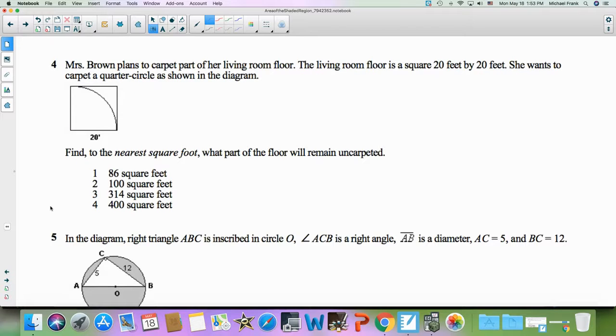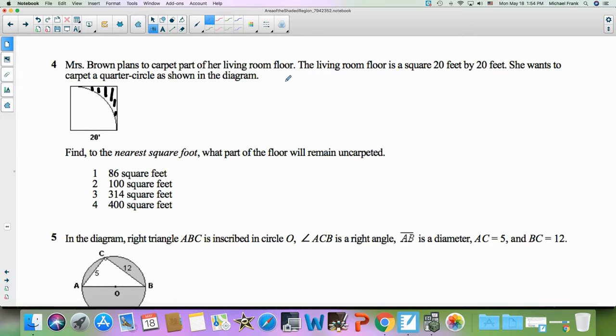Mrs. Brown plans to carpet her living room floor. She has plans, and the living room floor is a square, as we could see in that picture, 20 feet by 20 feet. Well, side squared, right? She wants to carpet a quarter circle. Oh, they're being very helpful in telling us that that's a quarter circle, as shown in the diagram. Find the nearest square foot. What part of the floor will remain uncarpeted? So you do need to read through that to realize that this is really what they're asking for. That's kind of like the shaded region in this particular problem.